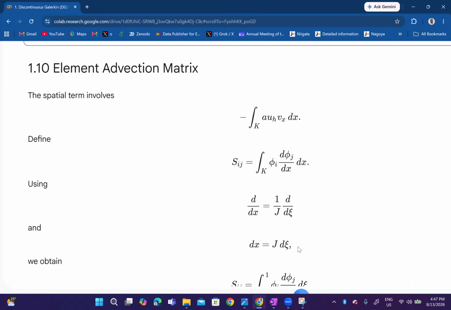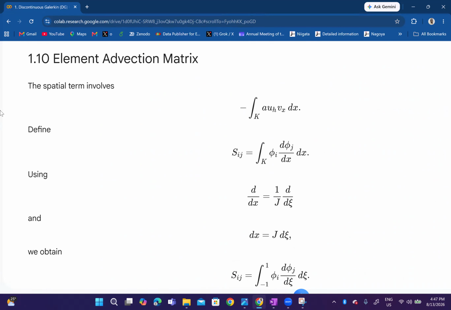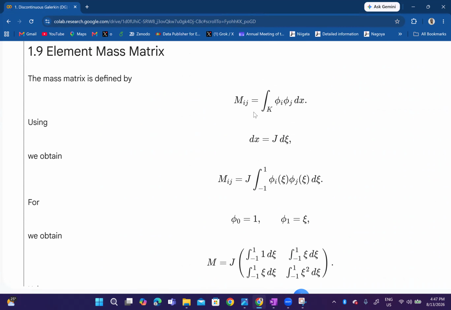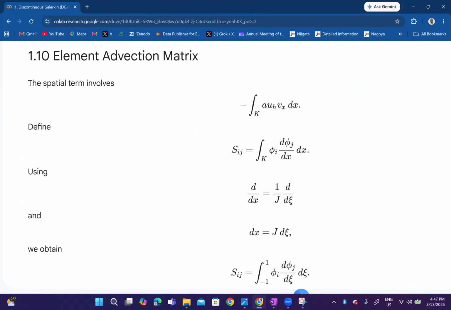Then we talk about the element advection matrix. The special term involves minus the integral over K of a u_h v_x dx. So if you define S_ij to be the integral over K of phi_i times the derivative of phi_j dx, it's as good as saying dx cancels dx, and then you have phi_i d phi_j. We already know d/dx is 1 over J d/dψ, so that means dx itself is J dψ.